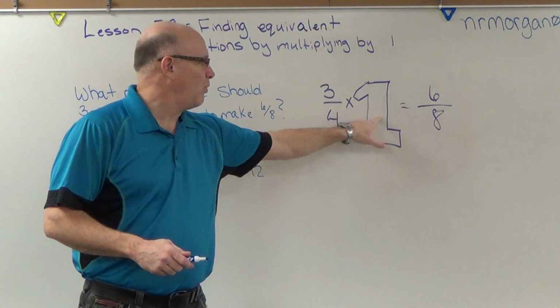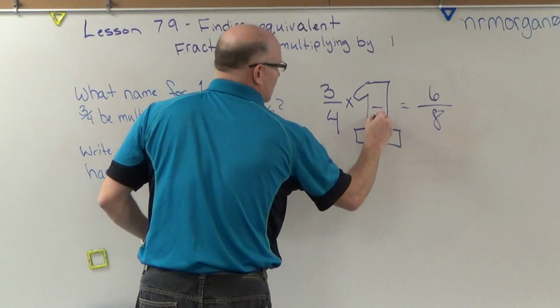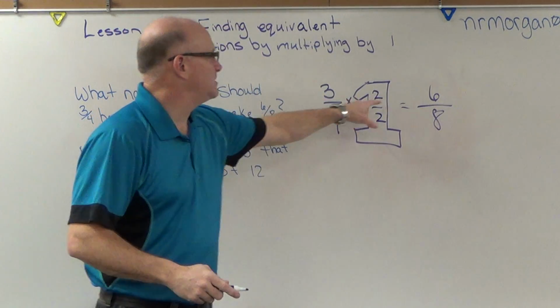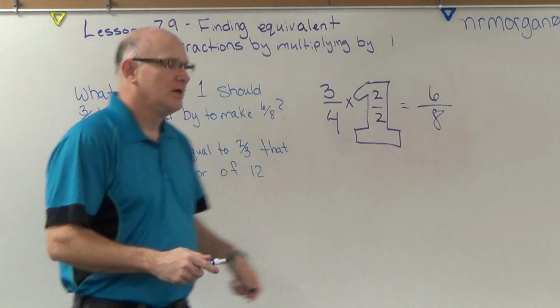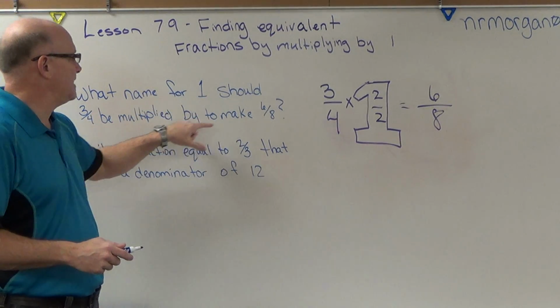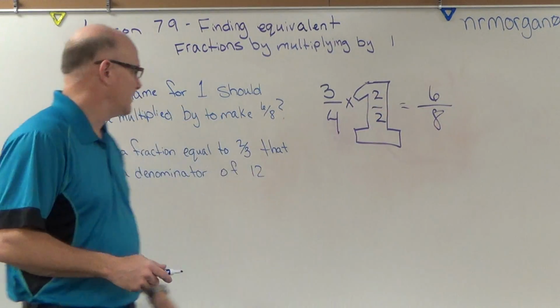4 times what is going to give me 8? So I know 4 times 2, and I want the same thing on top. So 3 times 2 equals 6, 4 times 2 equals 8. So what name should 3/4 be multiplied by to make 6/8? It's going to be multiplied by 2 over 2.